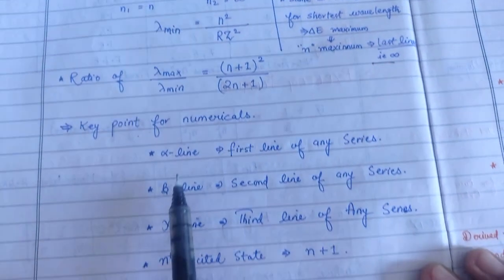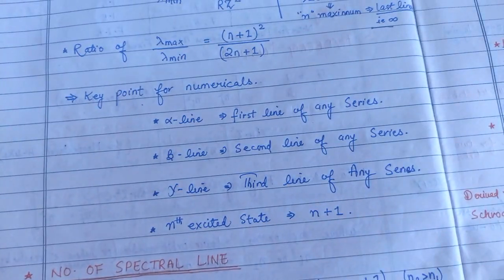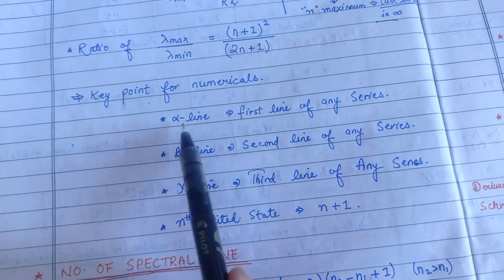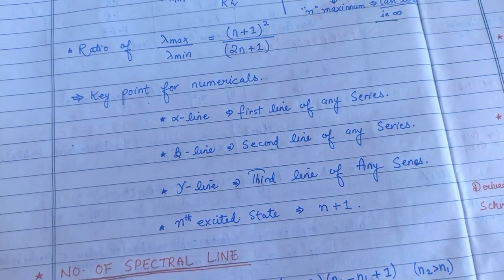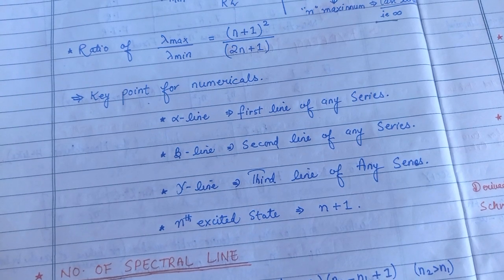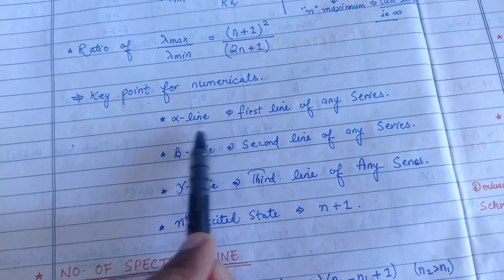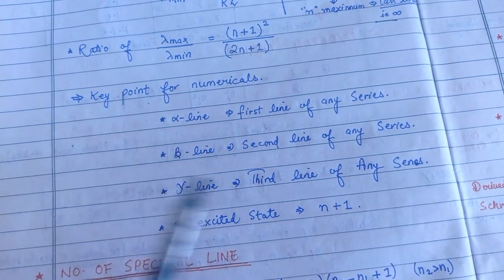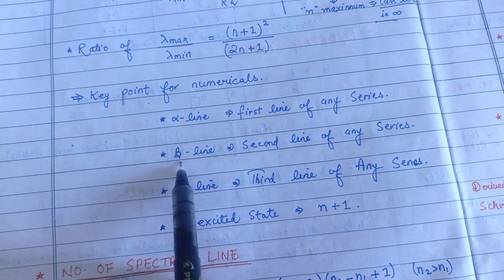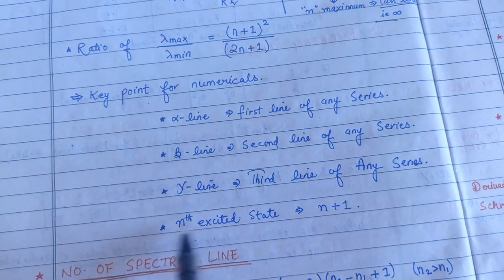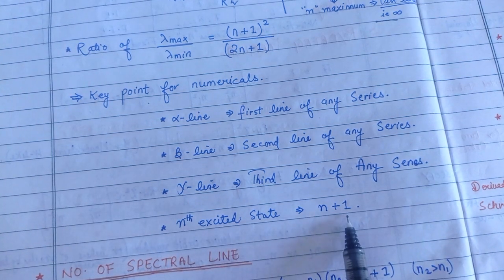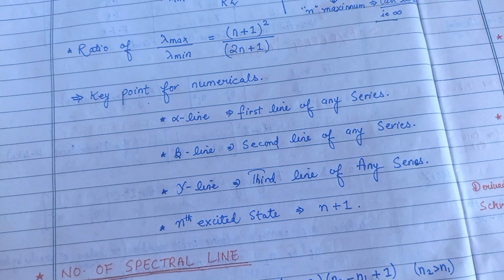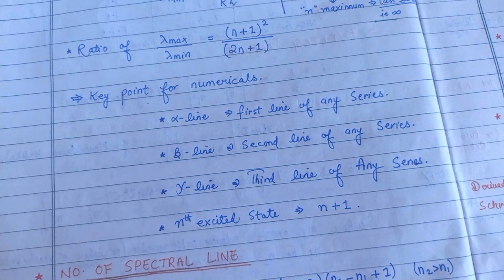Key points for the numericals, my dear students, especially for competitive examinations. Alpha line means the first line of any series. For example, in the Balmer series, the first line comes from n equal to 3. So if they ask to calculate the wavelength of the alpha line, you have to put n equal to 3. Beta line is the second line and gamma line is the third line, and similarly like this. Nth excited state will always be n plus 1. In the previous videos I already told you, if I say the second excited state, it means it is the third orbit. So n plus 1.